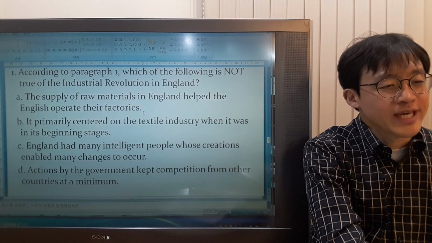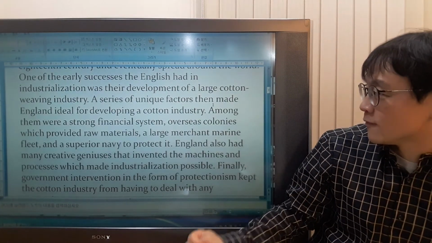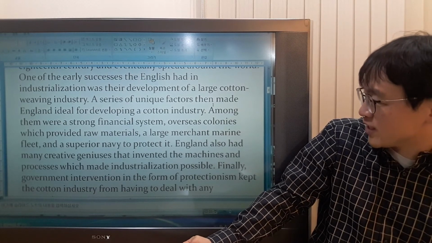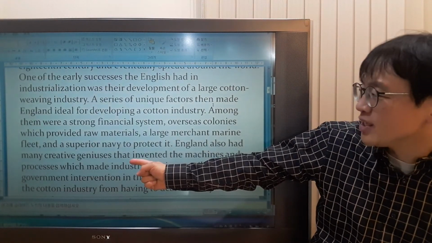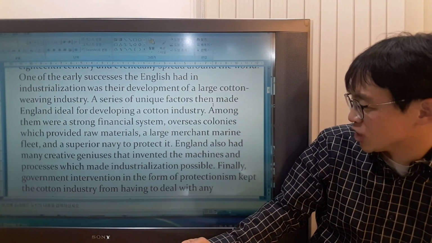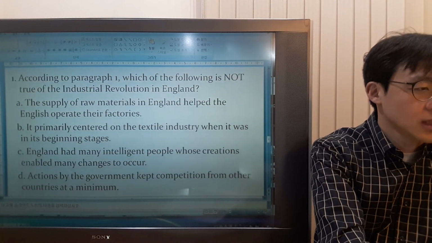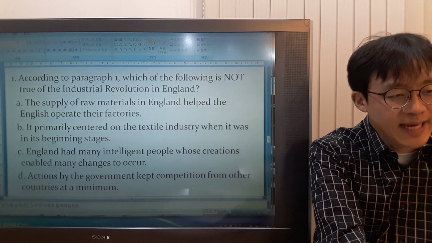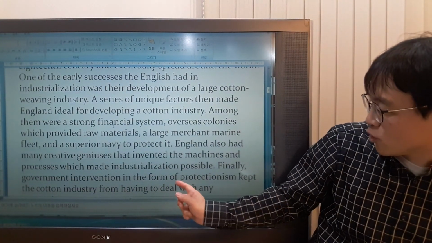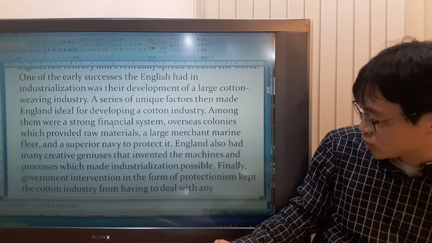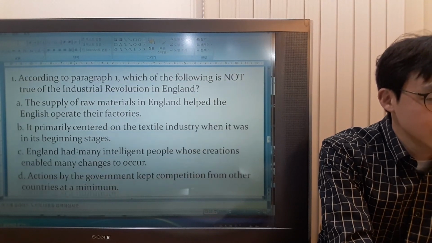C, England had many intelligent people whose creations enabled many changes to occur. Is this right? What was another factor for England becoming an ideal country for developing the cotton industry? England also had many creative geniuses that invented the machines and processes which made industrialization possible. Alright, so this is right. D, actions by the government kept competition from other countries at a minimum. What was another factor? The government intervention, in the form of protectionism, kept the cotton industry from having to deal with any competitors. So this is right. So the answer is what? A, alright? Let's go to the next.